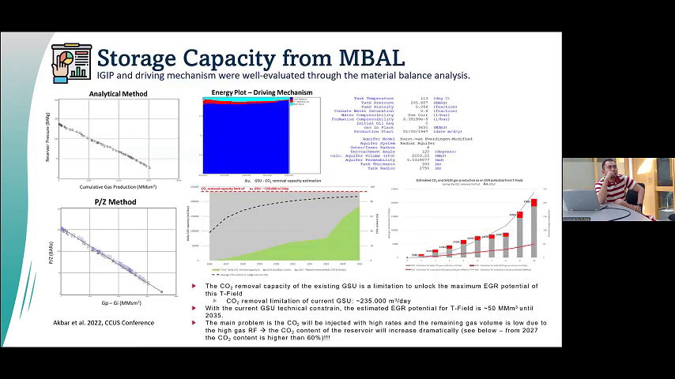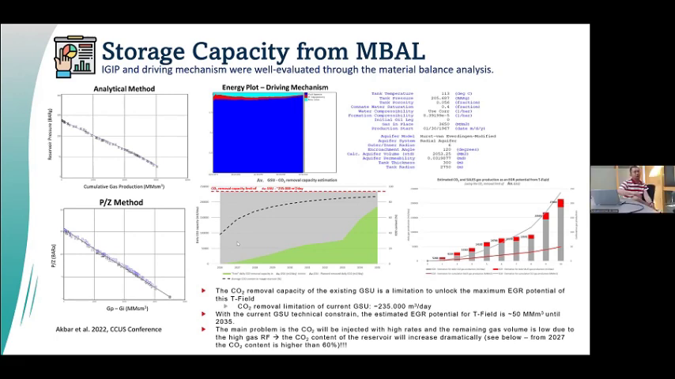The other thing regarding the storage capacity for mobile. This is one of the examples that I presented. This is one of the examples where I calculated the storage capacity from MBOM, which is quite simple. We have really good pressure versus cumulative gas production data, and it is a really nice match. We have really good depleted gas reservoirs. We also plot with the P over Z, and then the storage capacities can also be calculated simply.